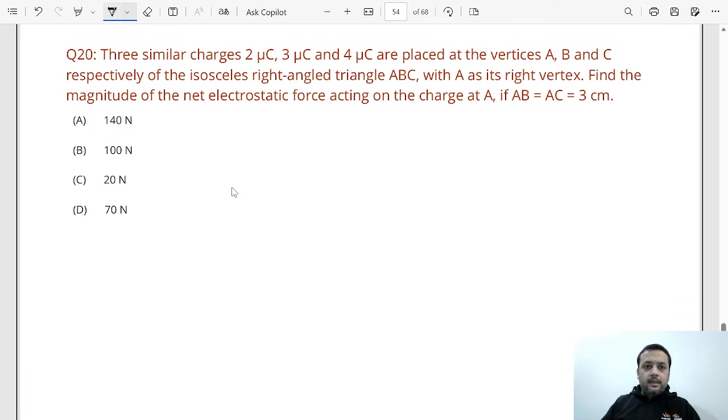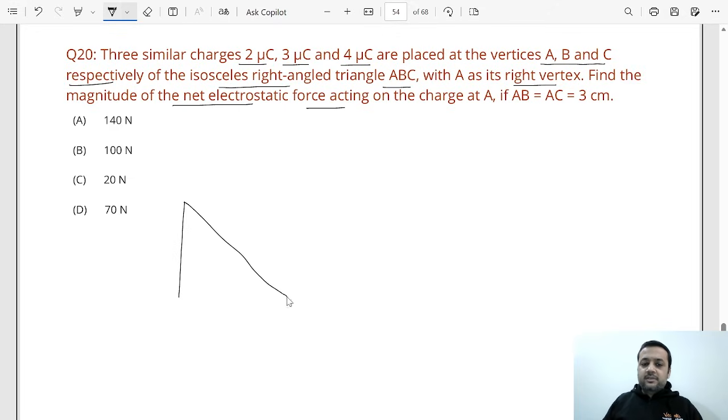All right. In this question, three similar charges of 2 microcoulomb, 3 microcoulomb, and 4 microcoulomb are placed at the vertices A, B, and C, respectively, of the isosceles right-angled triangle ABC, with A as its right vertex. Find the magnitude of the net electrostatic force acting on the charge A if AB equals AC equals 3 centimeters. So what is happening here, guys?